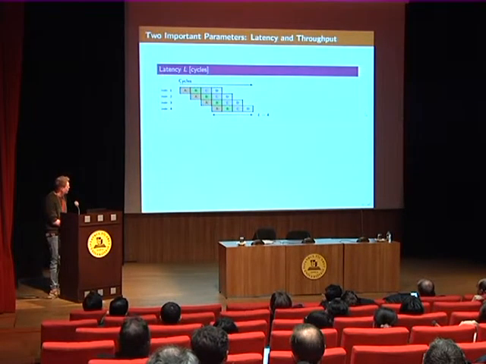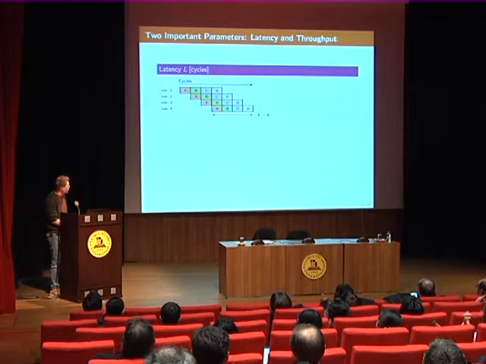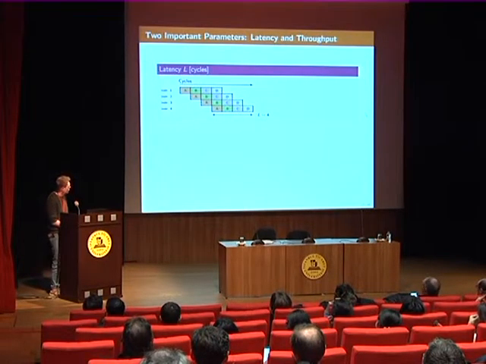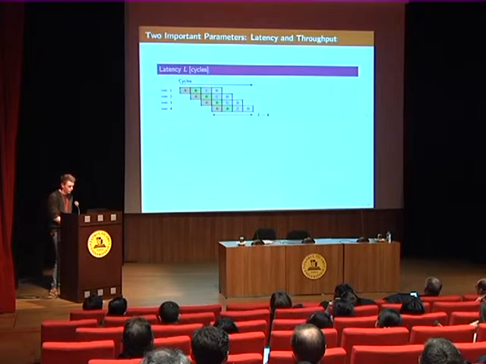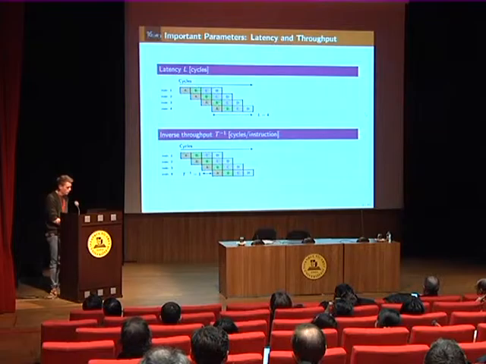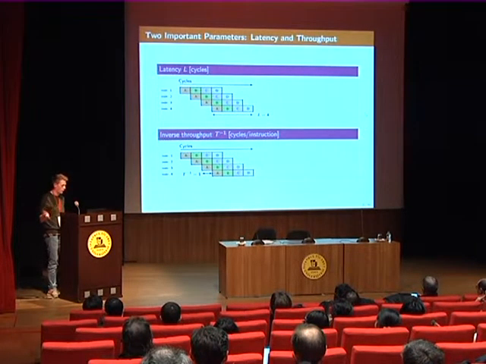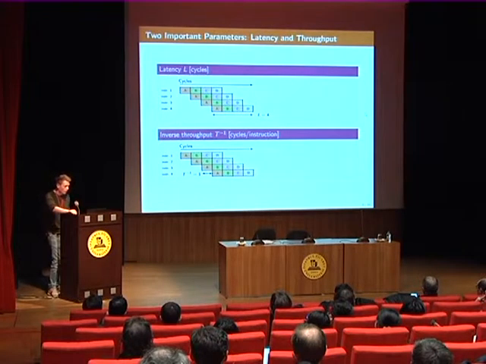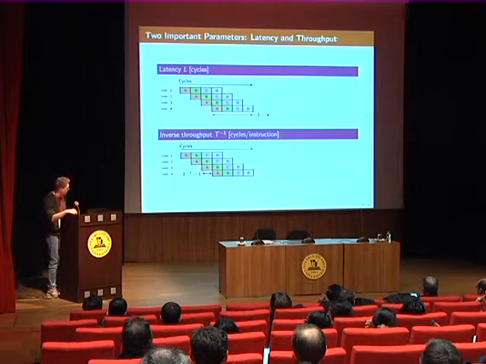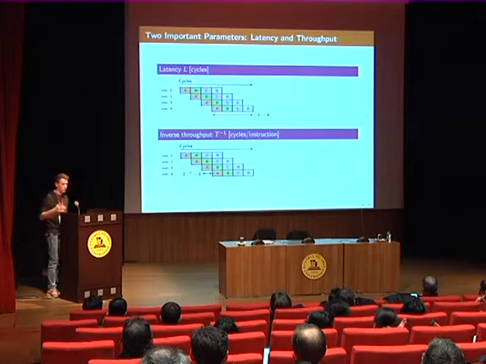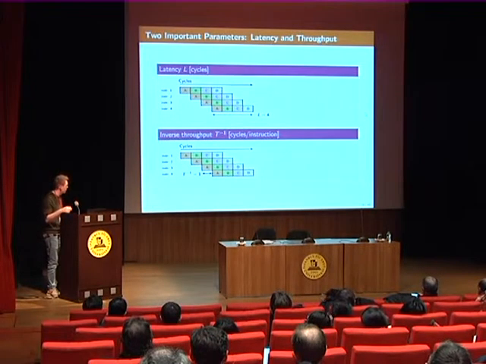2 important parameters that I want to briefly mention of instructions are the latency. So the latency in this case is 4. So this is the number of cycles that we need to wait before an instruction is finished. And also the inverse throughput, which measures the number of cycles we have to wait between issuing instructions. So in this case, this inverse throughput is 1, meaning that we can issue one instruction on the pipeline every clock cycle.